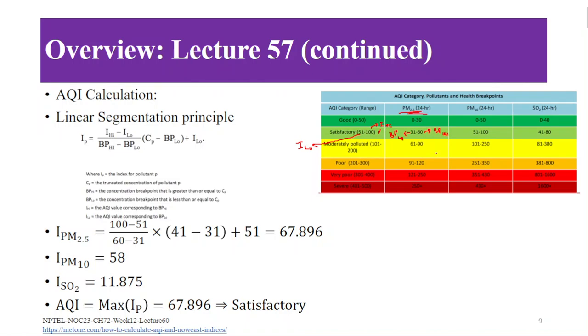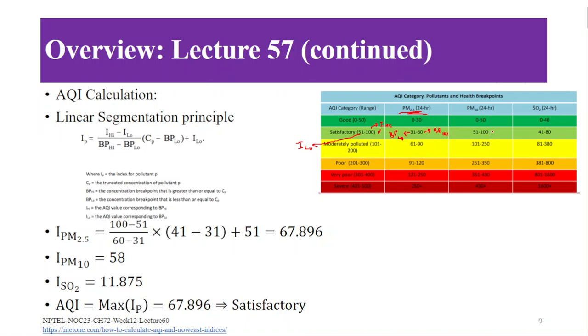For PM10 and then SO2, you need to consider different IHI and different BPs. So here we have found IHI, ILO, BPHI and BPLO. Now the concentration of the pollutant is 41 as given in the question, and then we can calculate the sub-index for PM 2.5, which will be 67.896. Similarly, we can calculate the sub-index for PM10, which will be 58. How is it calculated? I'll show you here.